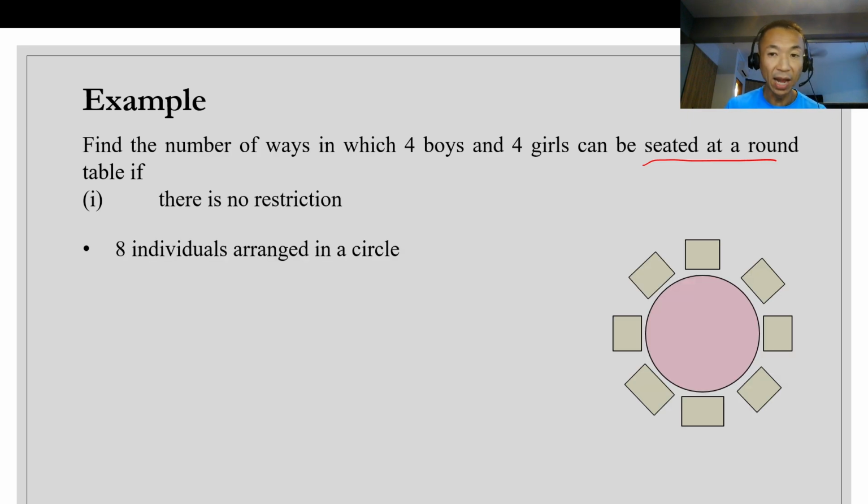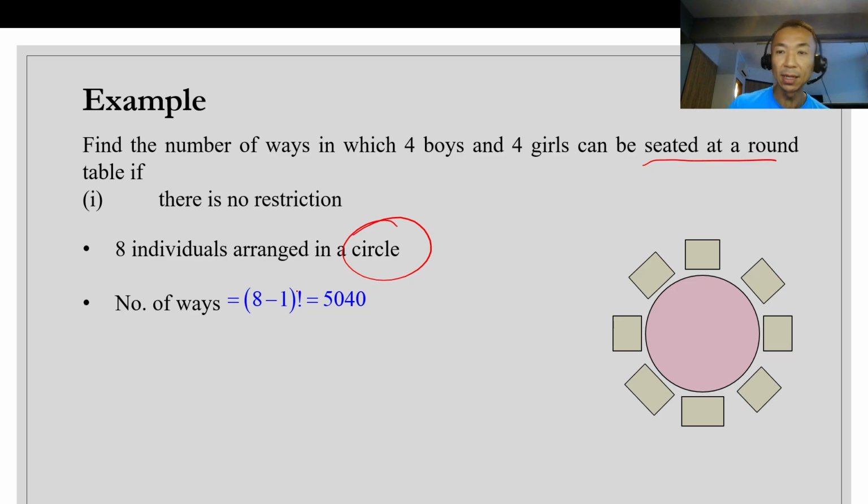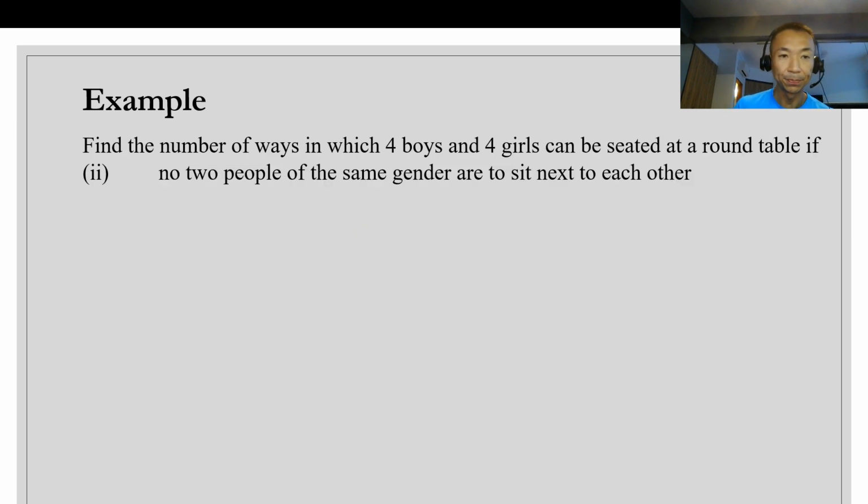So you can think of it as 1 times 7 factorial, or 8 minus 1 factorial, which is 7 factorial. Done. Simple and straight, right? Because it's in a circle. Done. Part 1 is done.